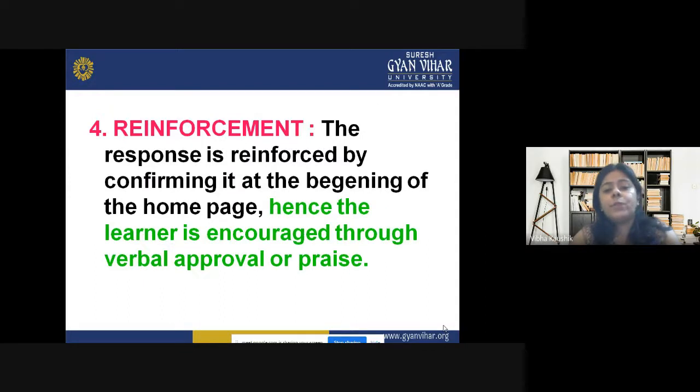Now, reinforcement. The response is reinforced by confirming it at the beginning of the home page. Hence, the learner is encouraged through verbal approvals or praise. This means when the learner gives the correct response, he will be encouraged and get reinforcement. He will get some verbal approval for the responses given by the learner, or he will be praised for giving the right answer, the correct response.